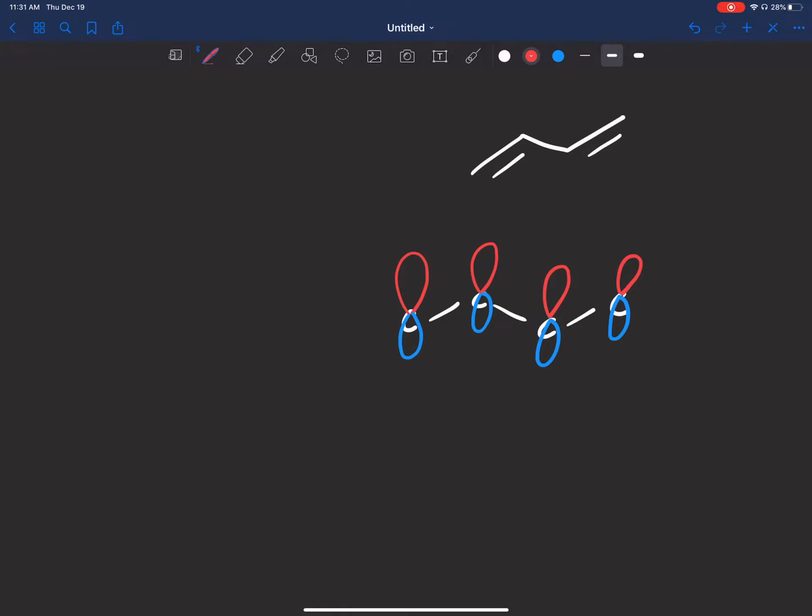Now the key thing to see is I've colored half of them red and half of them blue. It's very important that you see that the red ones line up with each other like this, and that the blue ones line up with each other. This p orbital overlap is what gives us the double bond character. So that's called a diene.